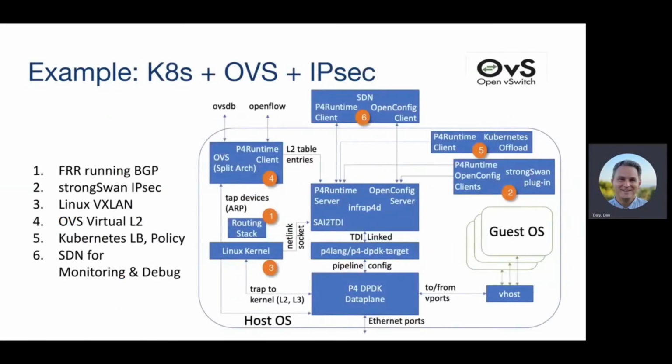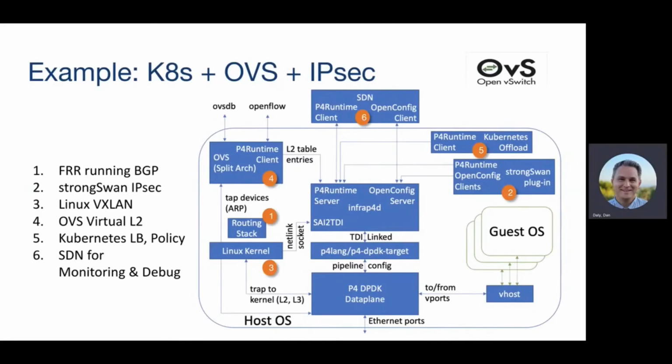So to do a double click on all of those different pieces, this is that same picture, just with fewer icons. But you can see that at the bottom is our P4 DPDK pipeline. This part is swappable between a software and hardware piece. That P4 DPDK pipeline talks to vhost to get into guests. It talks to the Ethernet ports below. And then exception packets, such as a packet that needs to go to the routing stack or a packet that needs to go to OVS, are trapped over on the left-hand side.